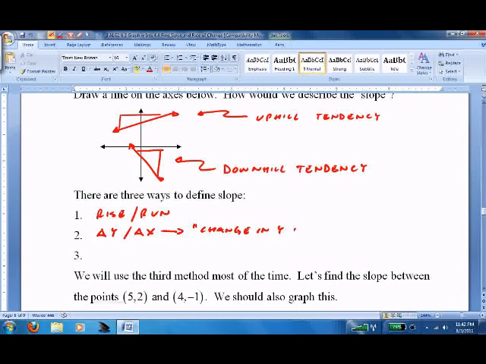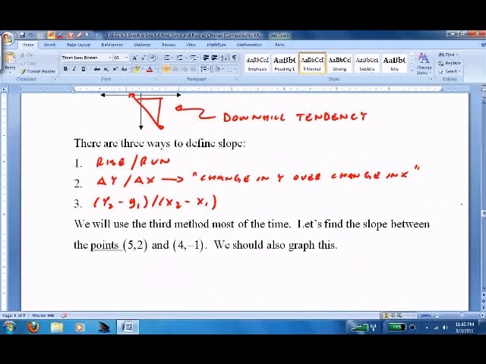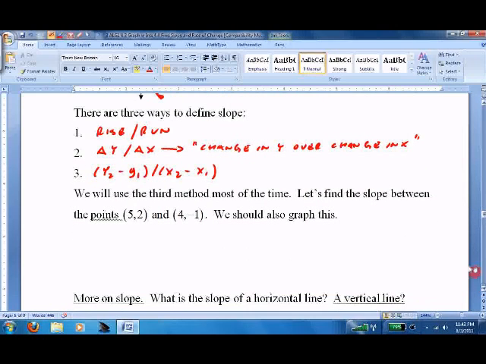Change in y over change in x. And the best way to do it is y2 minus y1 divided by x2 minus x1. And that's the way we're going to use. Basically all three of these things mean the exact same thing, but now we're going to get very specific.